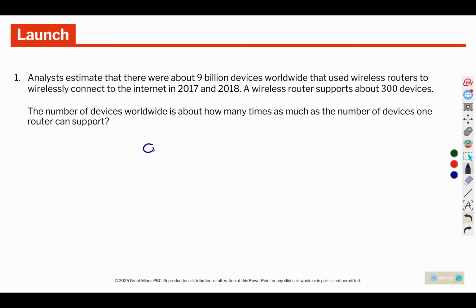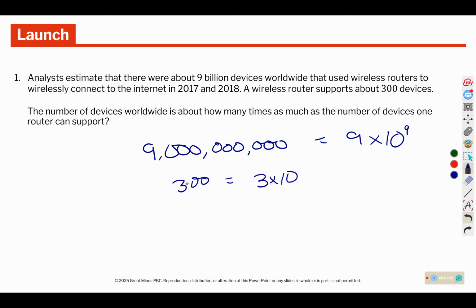9 billion is the same as 9 times 10 to the 9th power. And 300 is 3 times 10 to the 2nd power. When we are asked how many times as much, that means to divide. So we're going to divide 9 times 10 to the 9th power by 3 times 10 to the 2nd power.